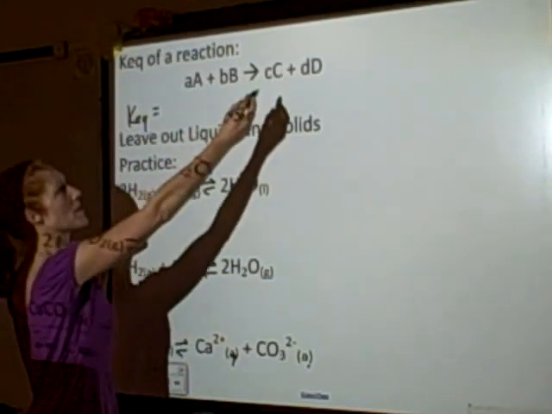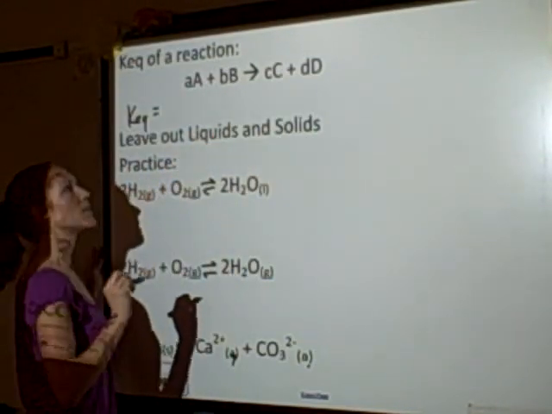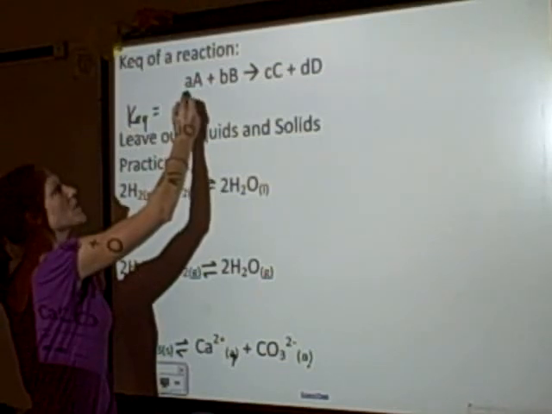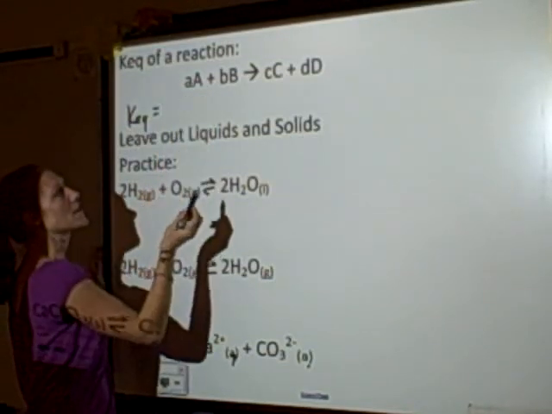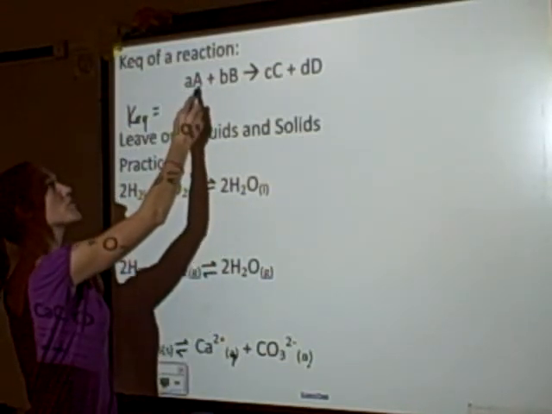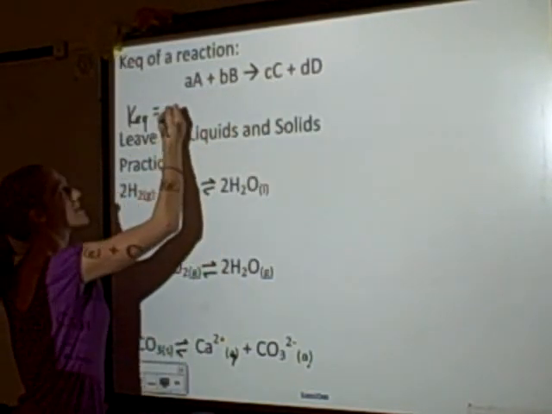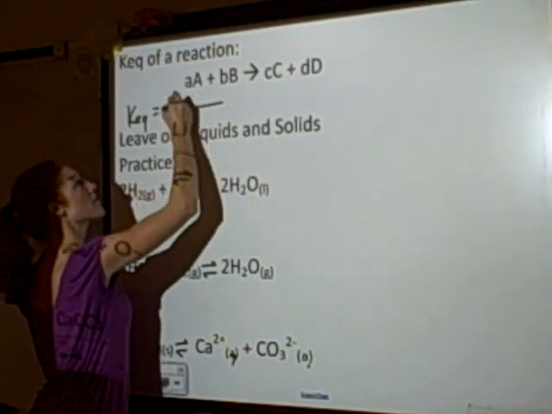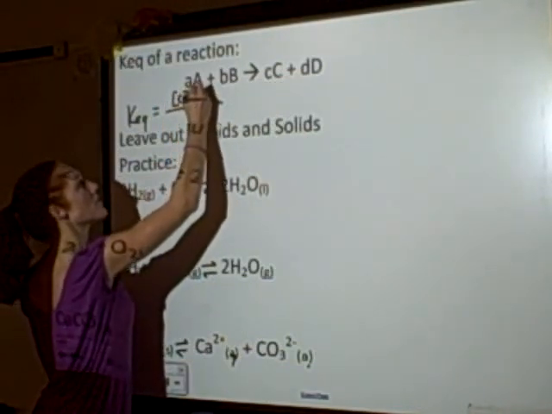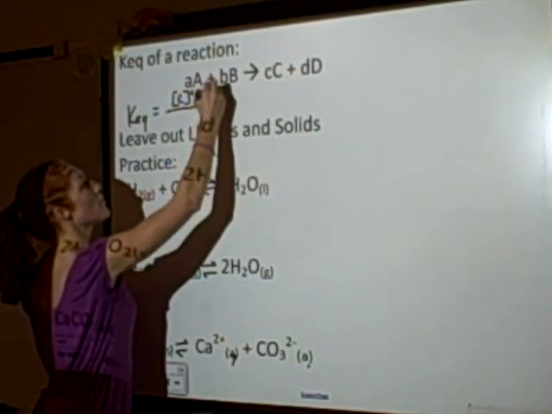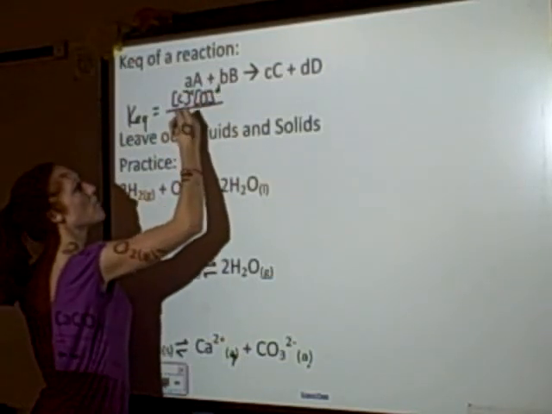And what this is representing, my A plus B goes to C and D, would be, well, this is my coefficient, and this is going to be my reactant. So it could be like saying 2H2 plus 1O2 makes 2H2O. So what I say is I say concentration of the products, C raised to the coefficient of each product. Remember, brackets mean concentration or moles per liter.